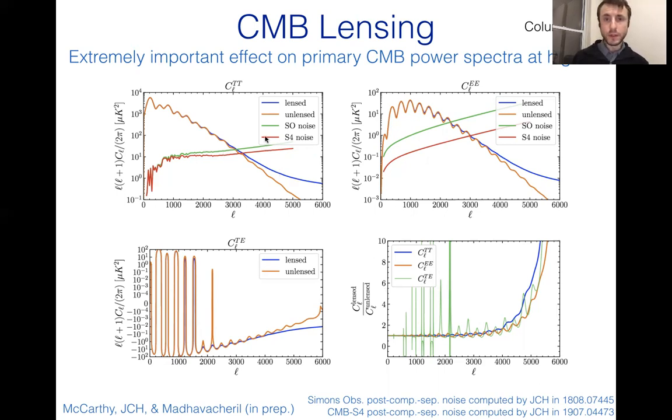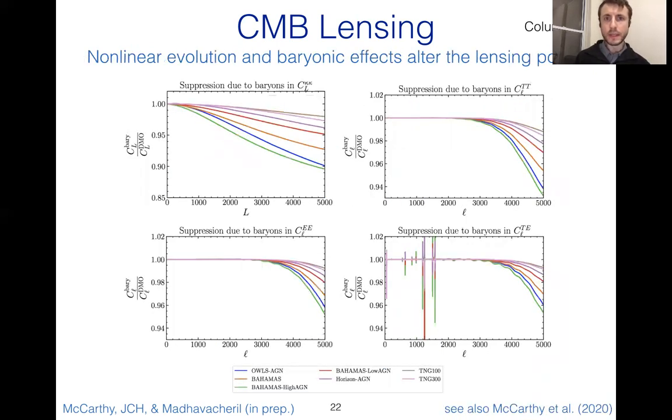The noise curves here are for the Simons Observatory in green and CMB-S4 in red. These include the effect of foregrounds and component separation, as calculated by myself for these two experiments, and those are available online if you'd like them. Okay, so it's a large effect.